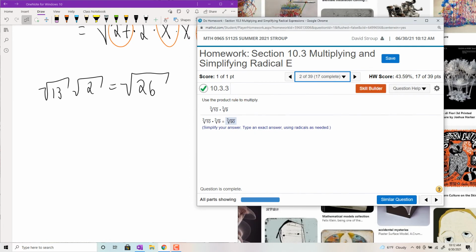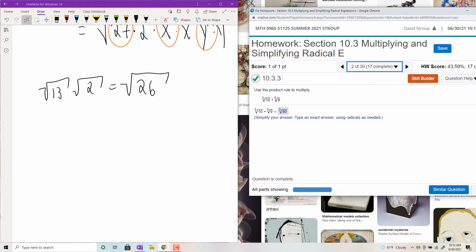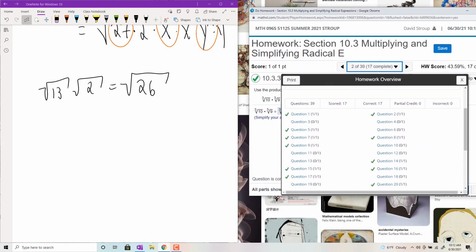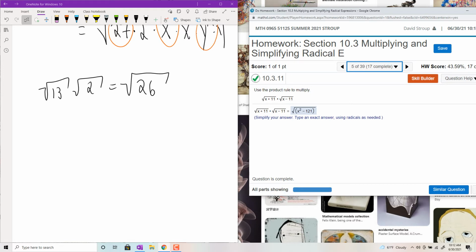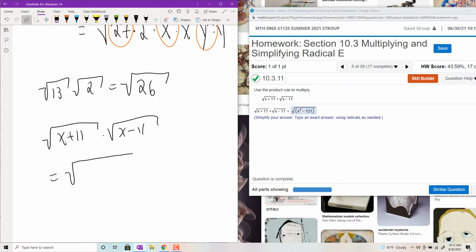Let me get rid of this thing. Just work with this guy. Let's look at question 5. Yes, this one's a little bit different. X plus 11 times the square root of x minus 11. You may think that you can simplify this, but you can't. You would need x plus 11 times x plus 11 to simplify. In this case, that's not possible.